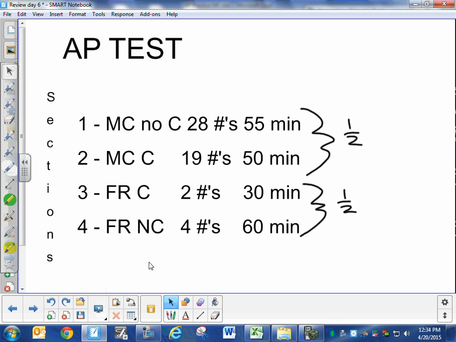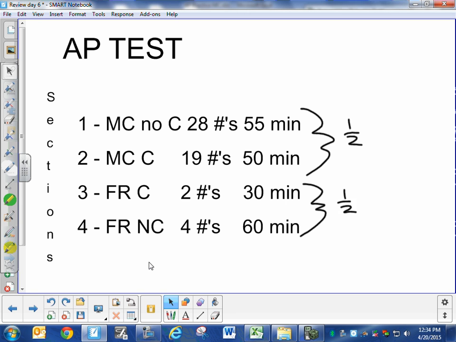All right, the AP test is really split into two sections, the multiple choice section and the free response section. We've just gone over the multiple choice section. You took a practice multiple choice test. Well, that's half of your overall AP grade. Okay? All of those questions, the 28 no calculator questions and the 19 calculator questions, are worth half of your score. The next half is the free response half.